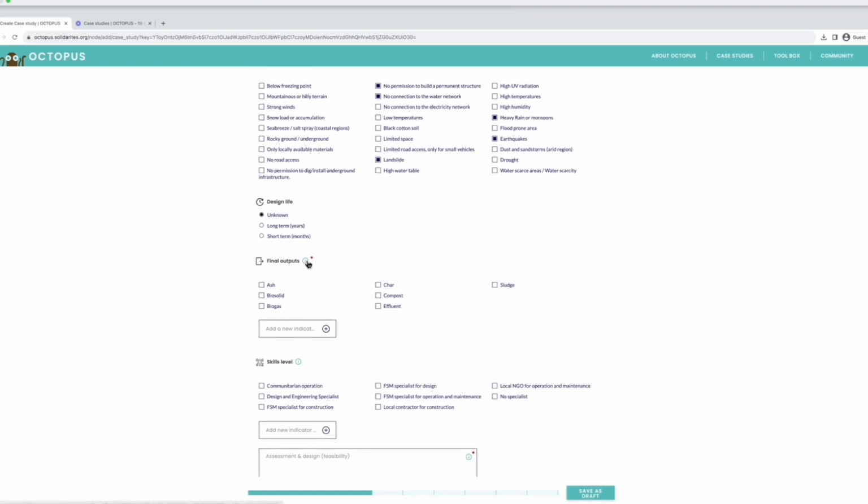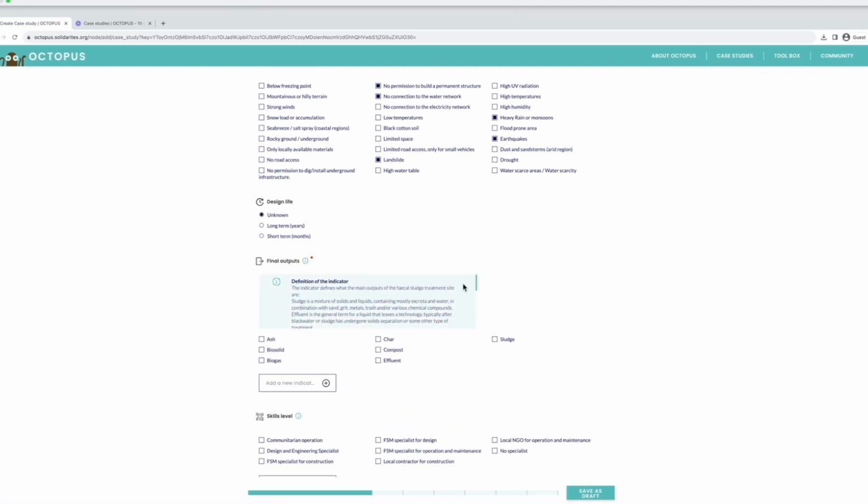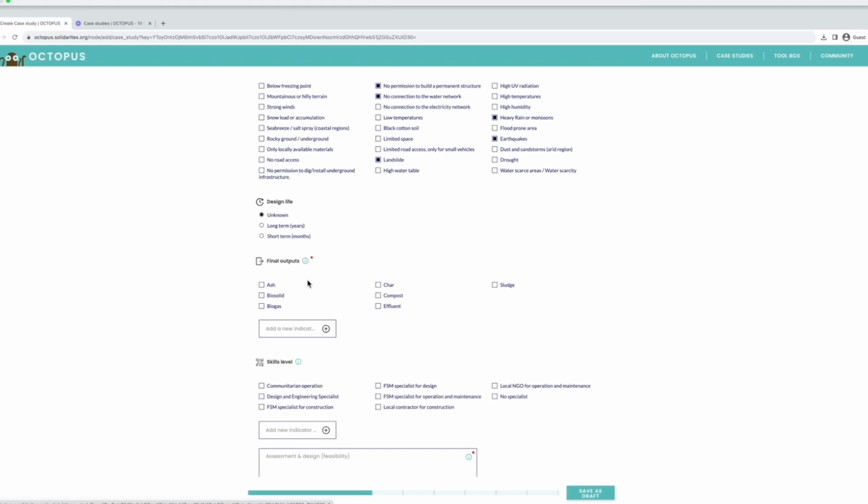Next, we are required to specify the final outputs from the treatment plant by ticking the relevant boxes. The final output from the plant can be a variety of constituents including sludge, effluent, biogas, and compost to name but a few. Knowing the different plant outputs facilitates the design and implementation of specific disposal or end-use systems accordingly.